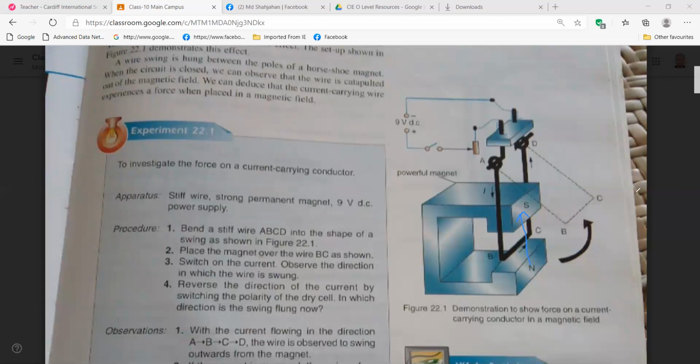You have to understand it. Otherwise, you will not understand the next discussion. When we discuss the motor, it will be tough for you to understand. So is it clear? Yes sir.